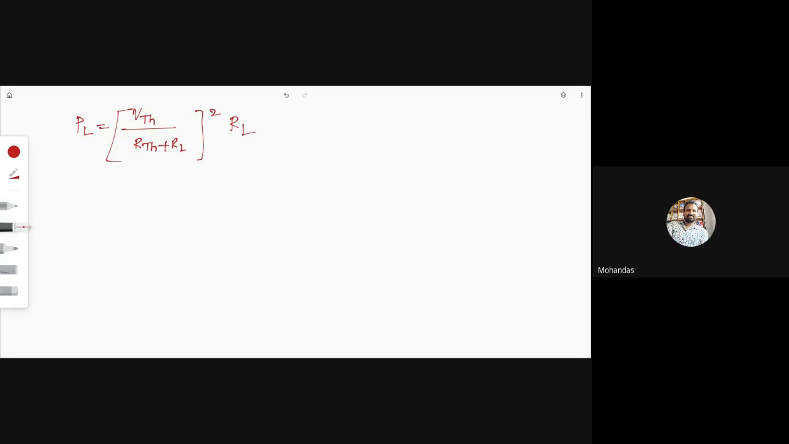For that, the variable value of resistance is the load resistance. So we have to differentiate this power with respect to load resistance RL. Then you should make that equal to 0, which gives the maximum power transfer condition.